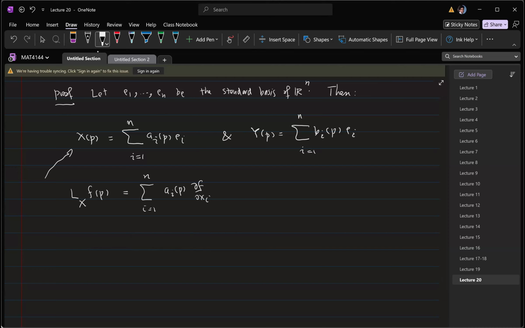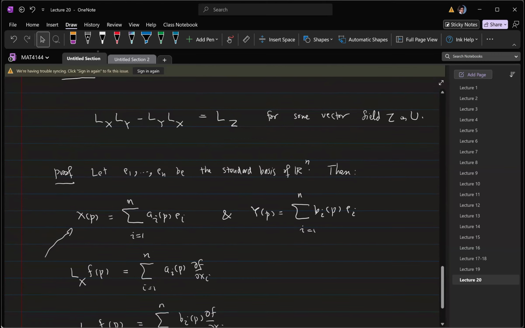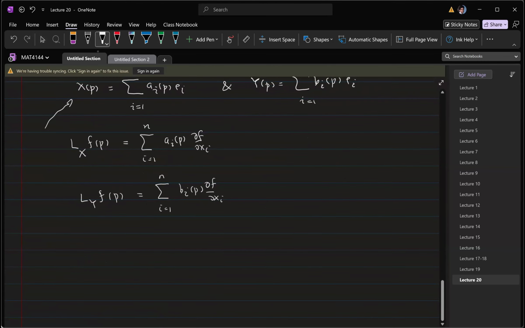And the same thing happens for L_y. So L_y f at any p is sigma b_ip df/dx_i. Now remember, I have to compute this composition, L_x L_y minus L_y L_x. So let's compute L_x L_y and see what happens. If I do L_x L_y f at p, I have to compute L_x of what I have here, which is sigma b_ip df/dx_i.